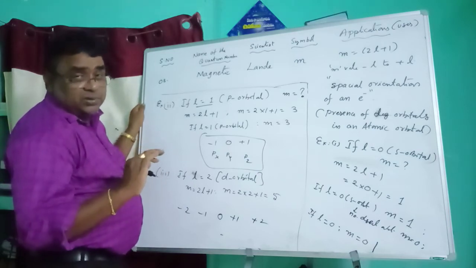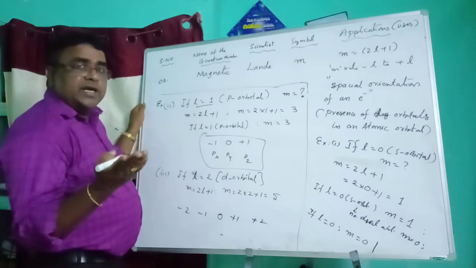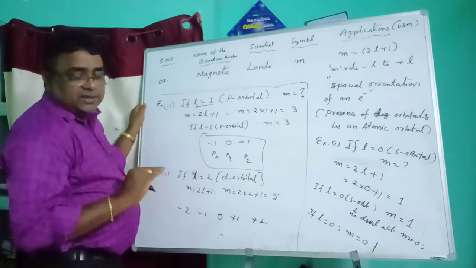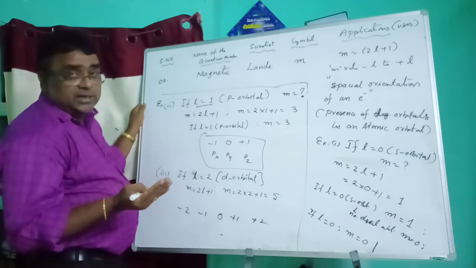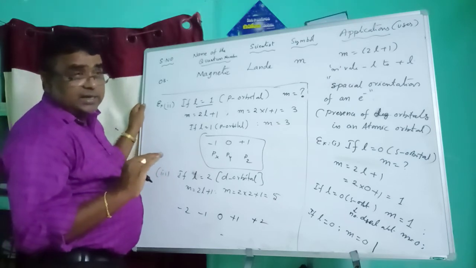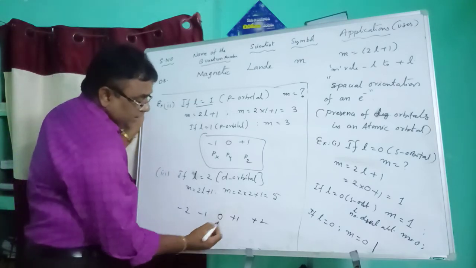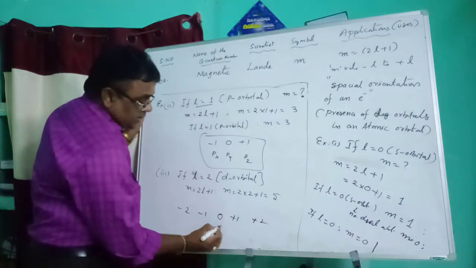The orbitals without x squares are known as T2G, that means dxy, dyz, dxz. The orbitals with the x squares are dx square minus y square and dz square. So among the 5 orbitals, dz square has a special shape.